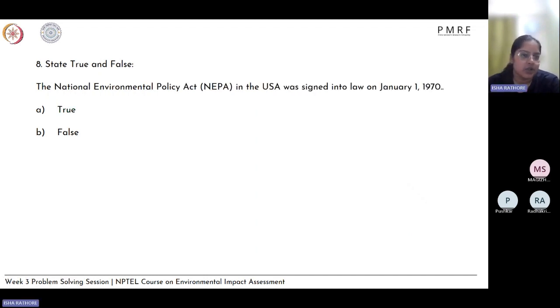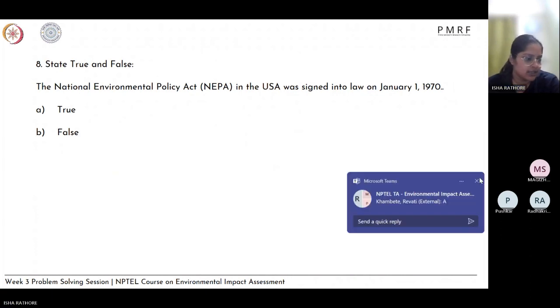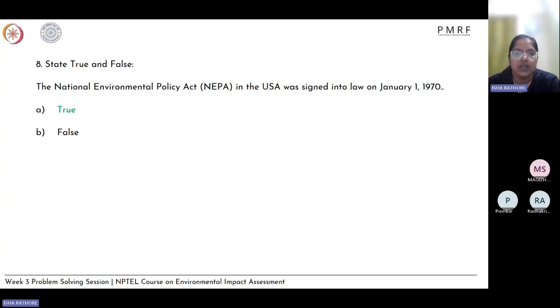The National Environmental Policy Act, NEPA, in the USA was signed into law on January 1, 1970. So is this statement true or false? Okay, so we have a lot of A's again. So this statement is also true. So NEPA was signed on January 1, 1970.